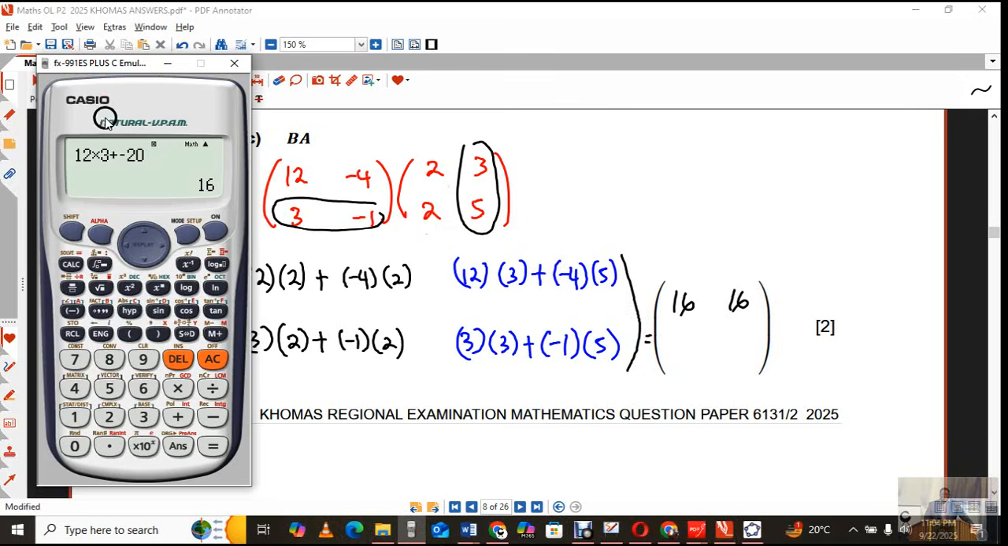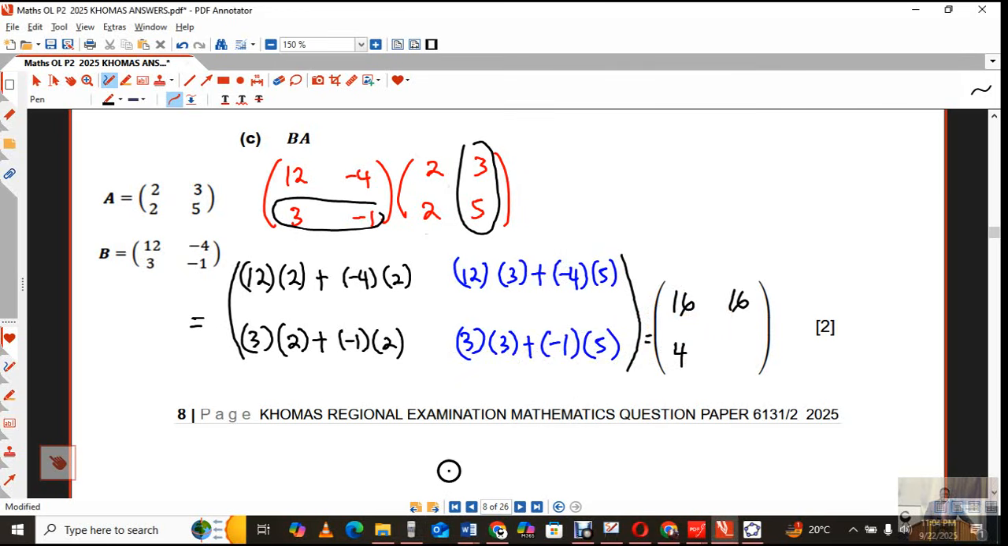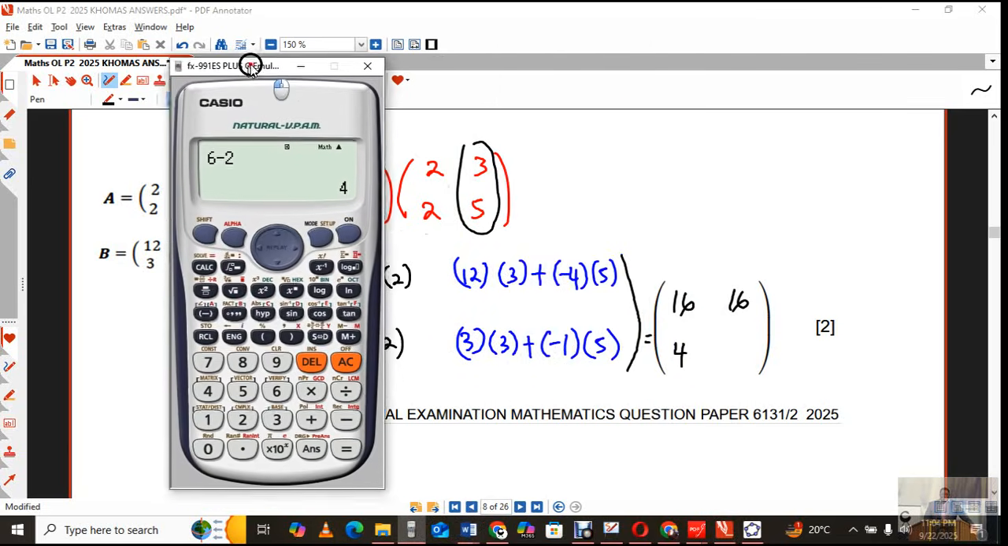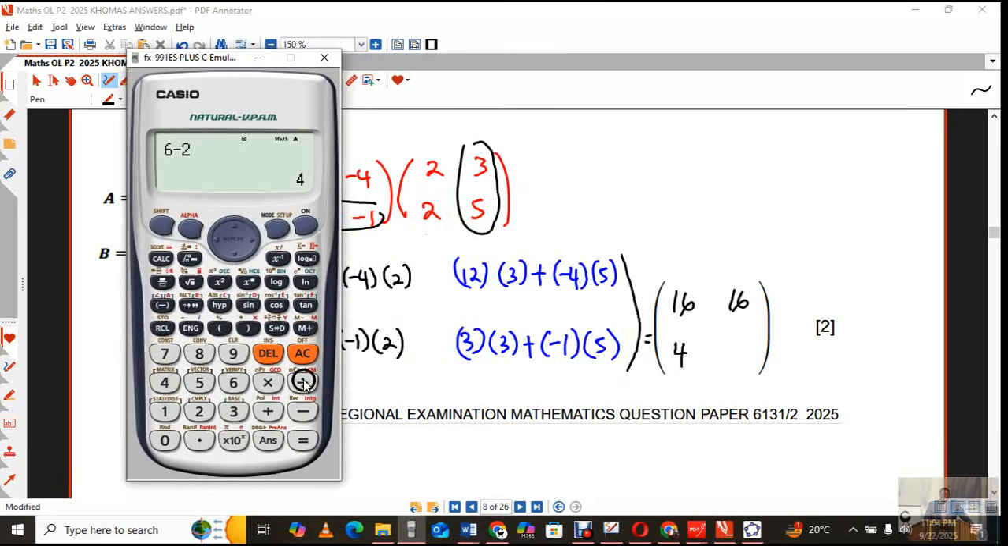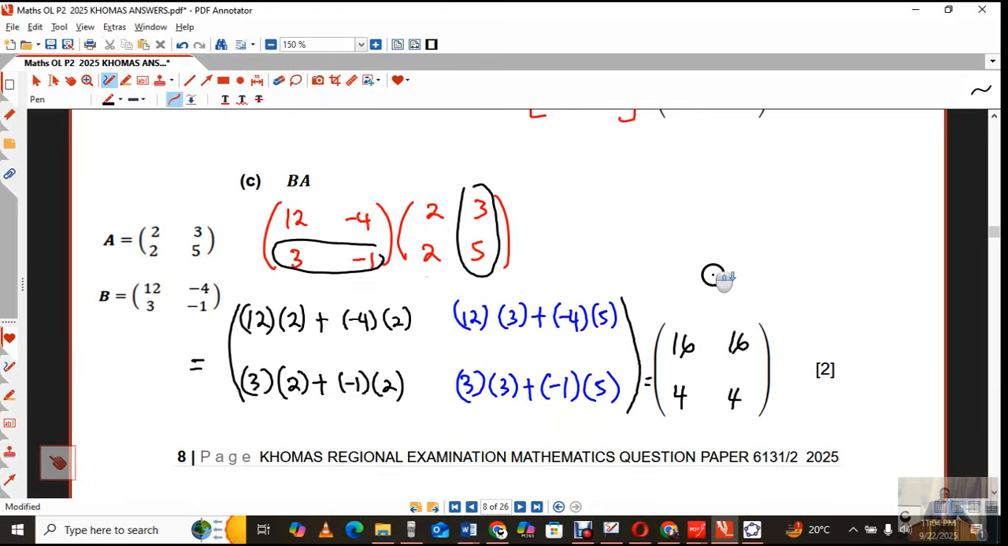Let's do the second row, first column. That's 3 times 2, which is 6, and minus 2, because you have negative 2 now. This is negative 2 plus that 6, which gives you positive 4. Let's do the last one, the second row, second column. 3 times 3 is 9, minus 5, because negative 1 times 5 is minus 5. 9 minus 5, of course, you also get 4. These are the answers. It took a while, but those are the answers.